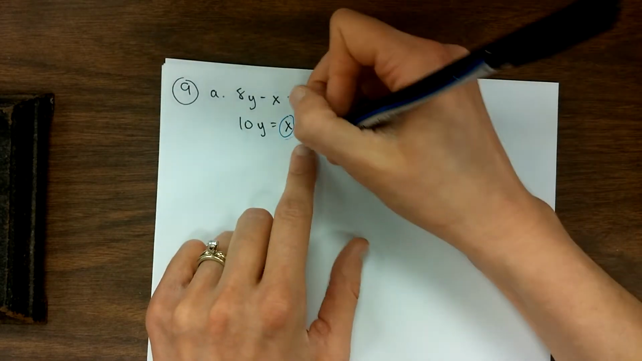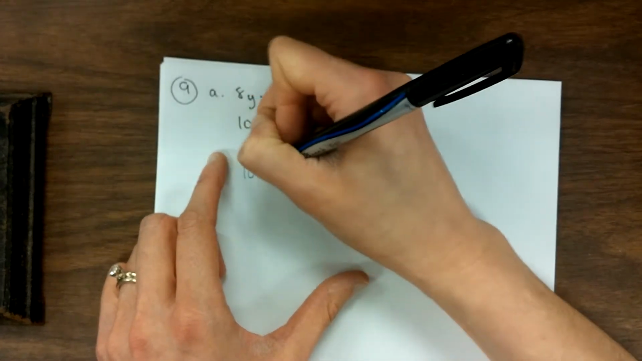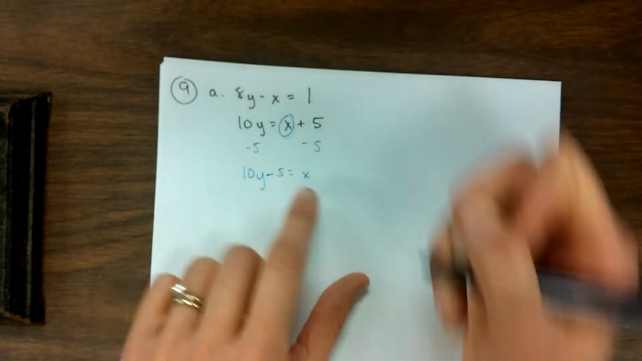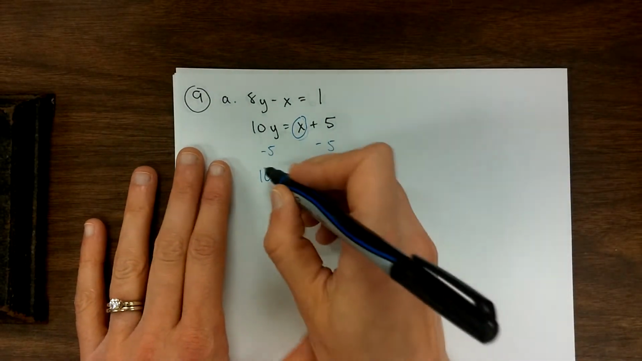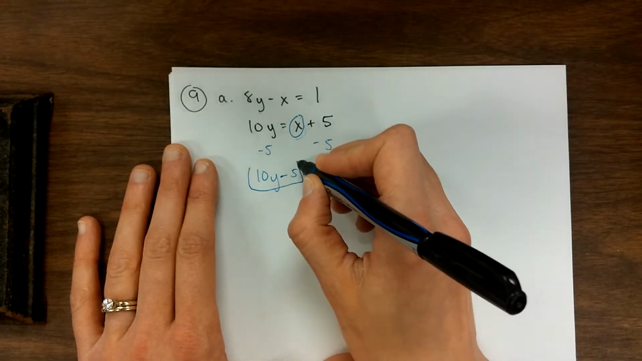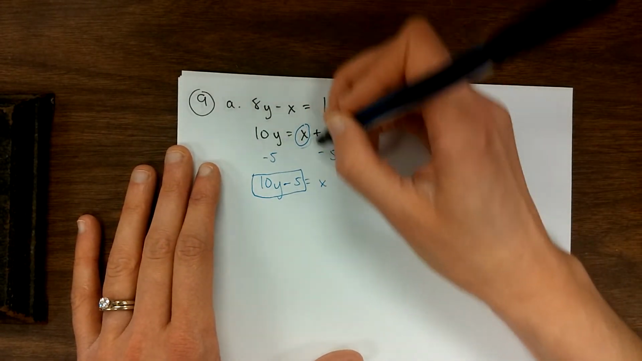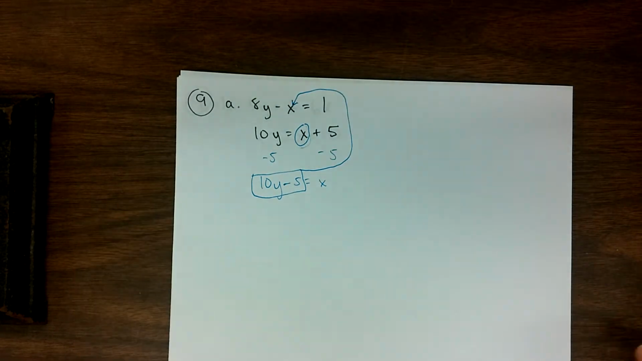To get rid of the plus 5, I'm going to subtract 5 from each side as my first step. So then I'll have 10y minus 5 equals x. And now that x is by itself, I can do my substitution. I'm going to take this expression, this 10y minus 5 that I know is equal to x, and go to the other equation and put that in place of x.